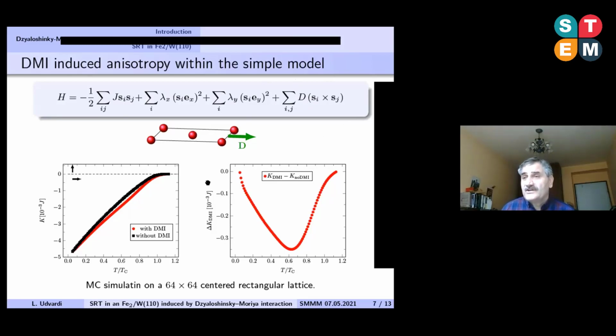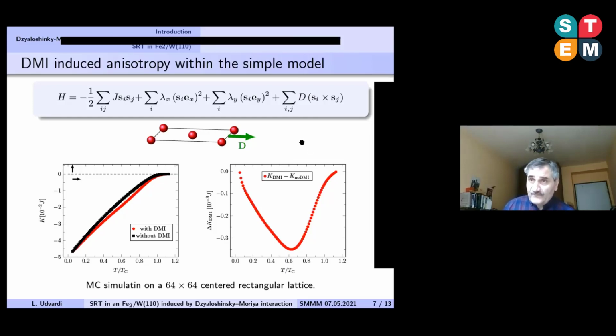And if we turn Dzyaloshinskii-Moriya on, we get a deeper anisotropy energy. This difference is depicted in the figure on the right-hand side. We can see that if the temperature is low, the fluctuations are small, and there is no contribution of the Dzyaloshinskii-Moriya interaction to the anisotropy. If the temperature is increasing, we get an increasing contribution, and finally it goes to zero at the paramagnetic phase, of course.